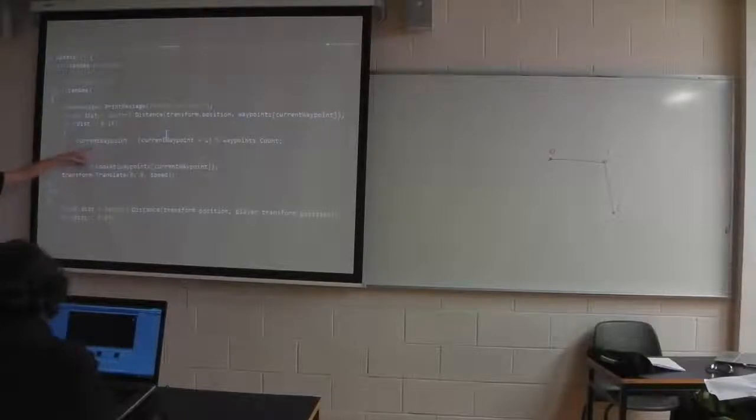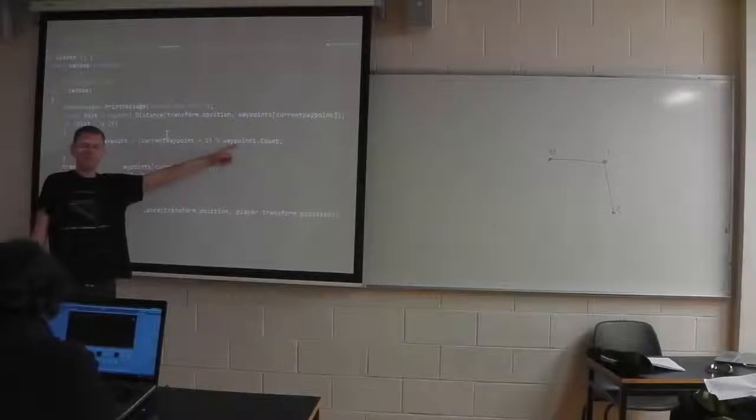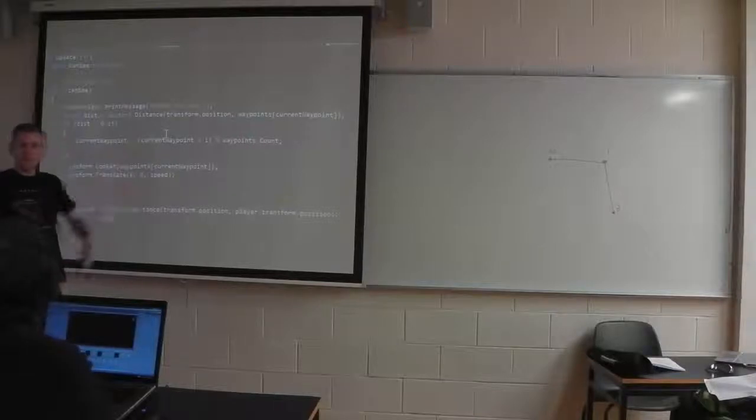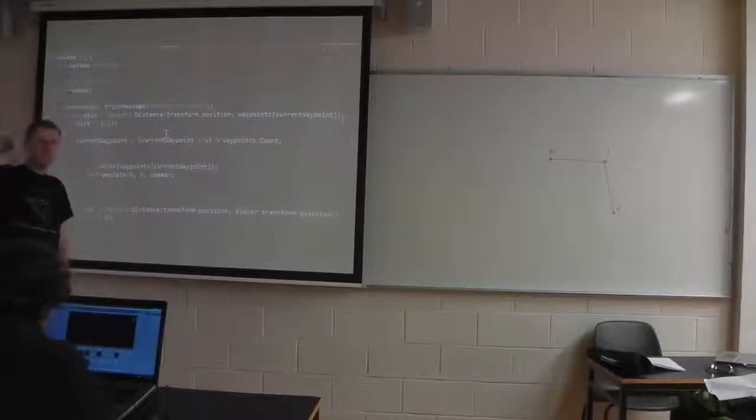To advance to the next waypoint, I go current waypoint plus 1, and then I modulus it with waypoints.count as well. So that's a way of saying, if the current waypoint is one too many, then I just bring it back again to waypoint 0. So that's how I make my waypoints loop.